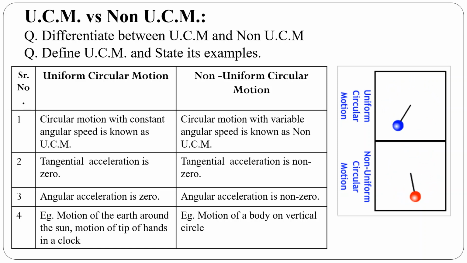Have you got the definitions of UCM and non-UCM? UCM means constant angular speed, and non-UCM means variable angular speed. Okay, so let's move to the next point in the dynamics of circular motion, that is centripetal force and centrifugal force.